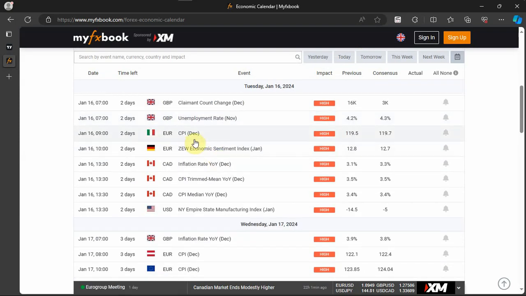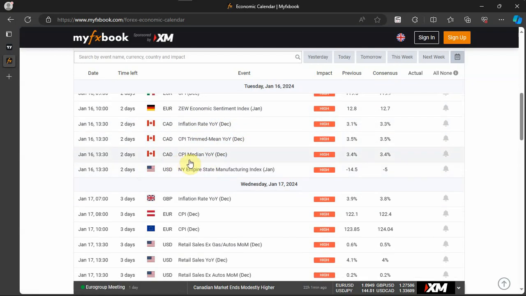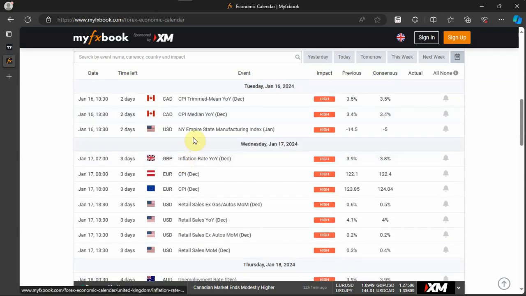We have CPI for the month of December for Italy. Then the economic sentiment index for the month of January for Germany. We have the core inflation rate year over year for the month of December. Then we have the CPI trimmed median year over year for the month of December as far as Canada is concerned. We have the CPI median year over year for the month of December for Canada. Then we have the NY Empire State Manufacturing Index for the month of January for USD.